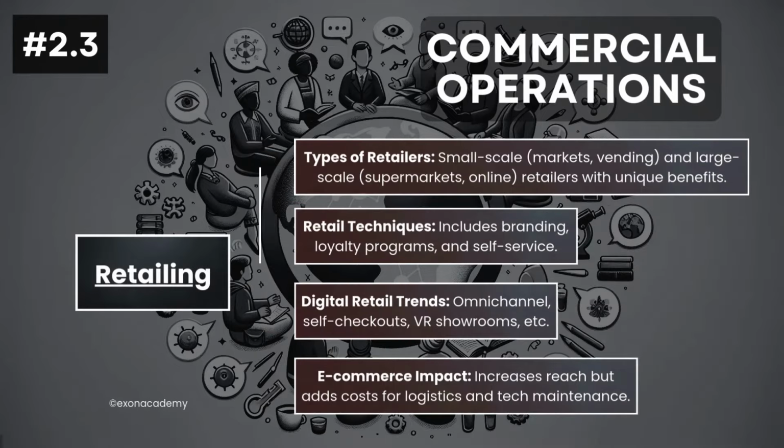Retailing is all about connecting products with consumers. Here's what you need to know. There are two types of retailers: small scale, which include local shops and vendors. They provide personalized services but have a limited reach, whereas large scale retailers are usually supermarkets and online platforms like Amazon, which offer both variety and convenience.